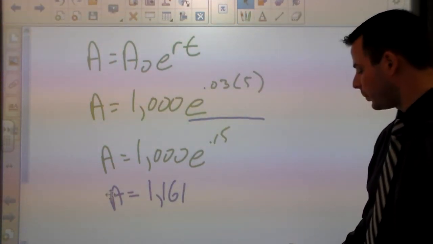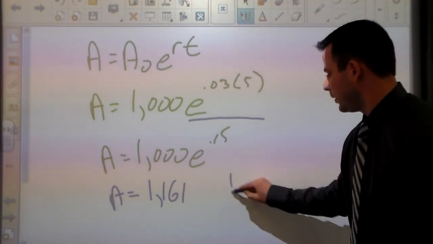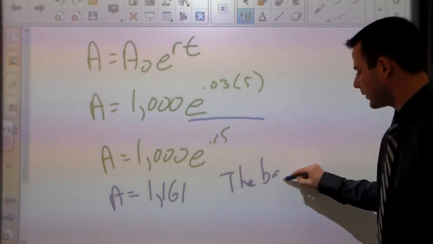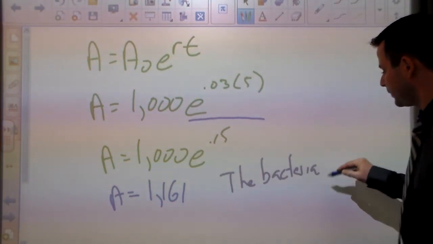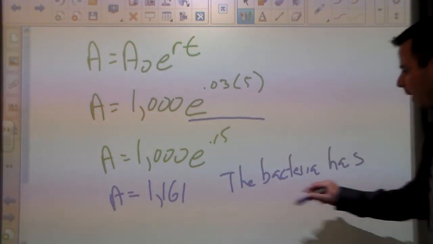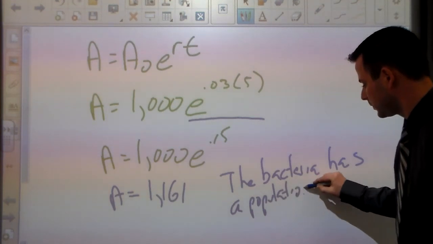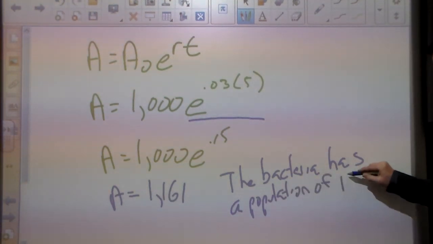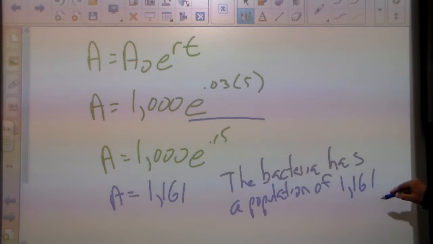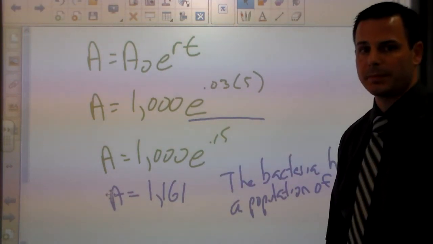Now I'm going to conclude this with a statement saying the bacteria has a population of 1161. Okay, let's do one more example.